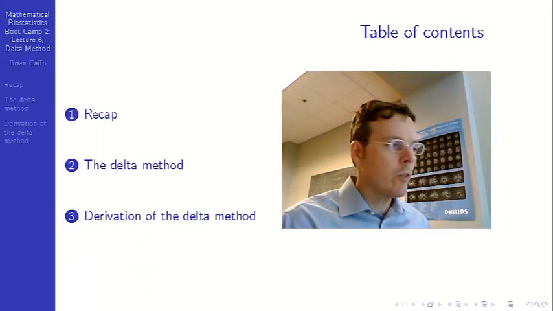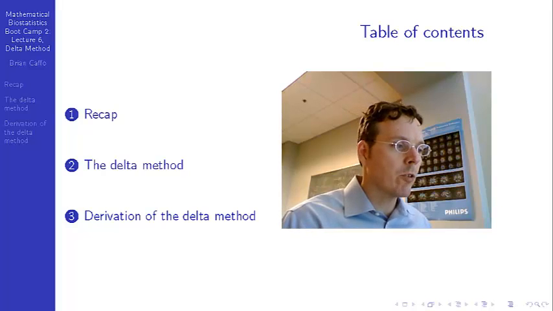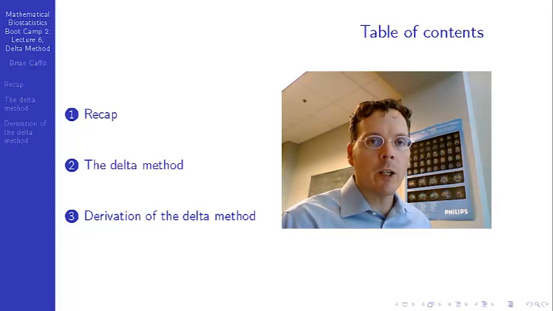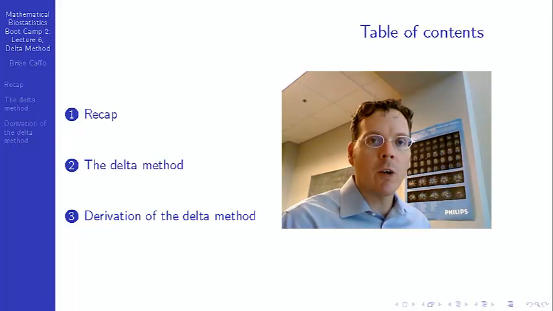So in this video, we're going to recap a little bit about the odds ratio, the relative risk, and these measures. And then I'm going to describe basically how you get the standard error and test statistics for these methods using this technique called the delta method. And then I'll briefly derive the delta method, but in a very general way, not in a highly technical way.